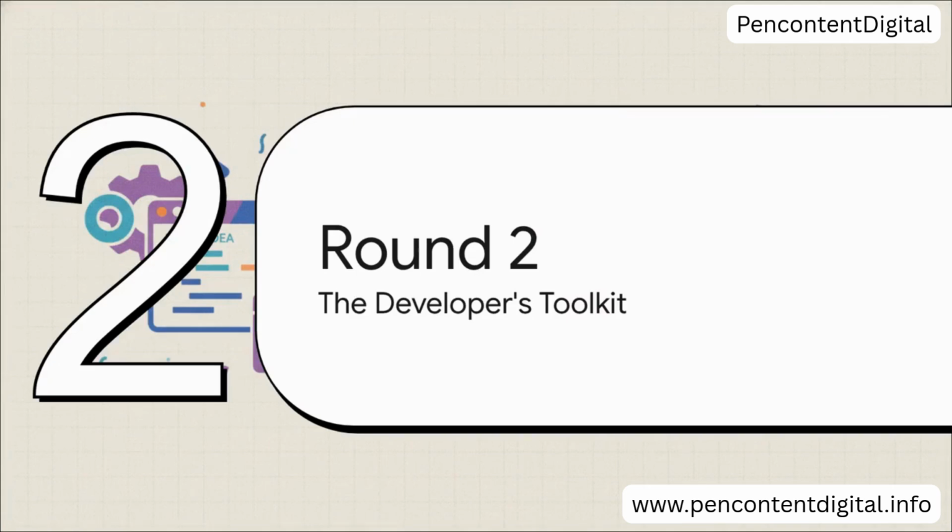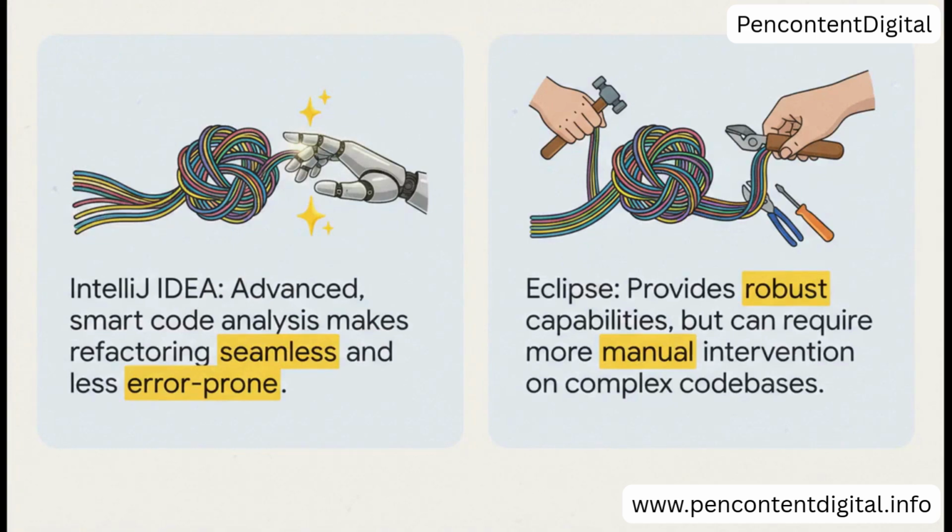All right, performance is one piece of the puzzle, but what about the tools you use all day, every day? The stuff for writing code, untangling it, and hunting down bugs. This is where the real day-to-day experience is made or broken. Let's talk about refactoring, cleaning up and restructuring your code.